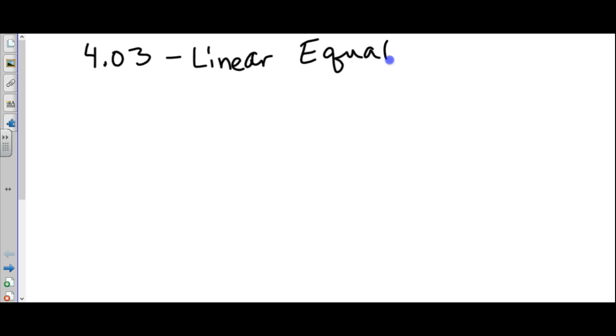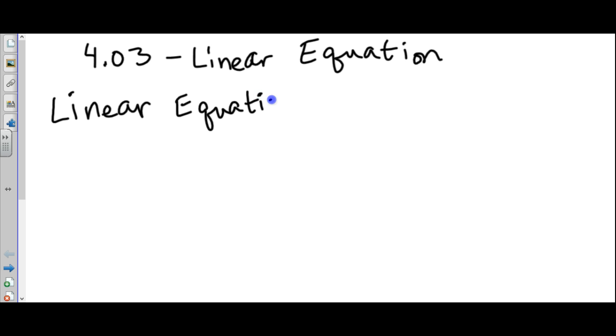This video will be about section 4.3, linear equations. When you are working with a linear equation, the graph is a straight line, and the equation is given by the formula y equals mx plus b. So the graph is a straight line.